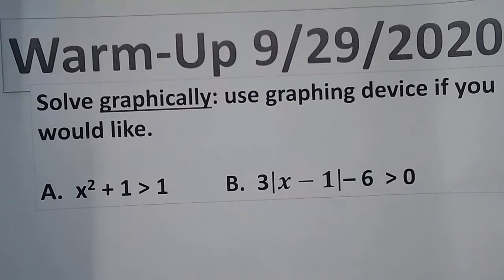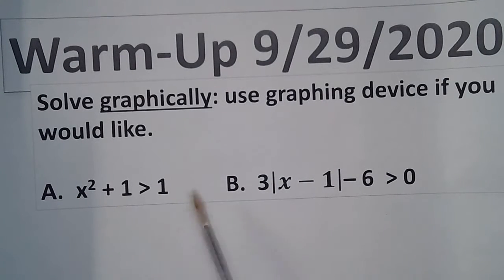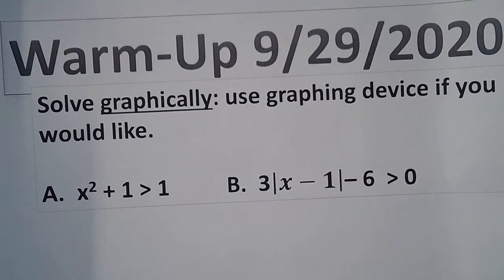Okay, so warm up today, just picking up from where we left off, which is solving graphically. You actually do know how to do these by hand. We know this is a U-shaped graph that shifted up one, and we know it's a horizontal line through one. Same here, we can graph them by hand.